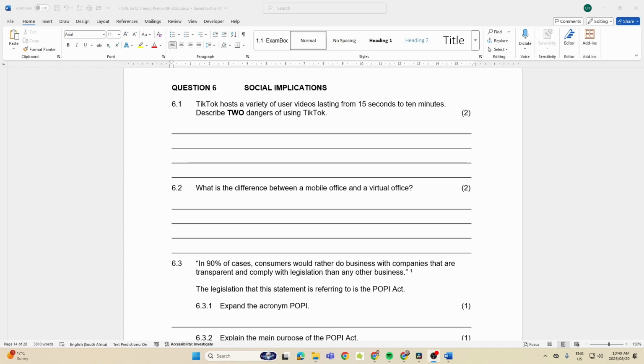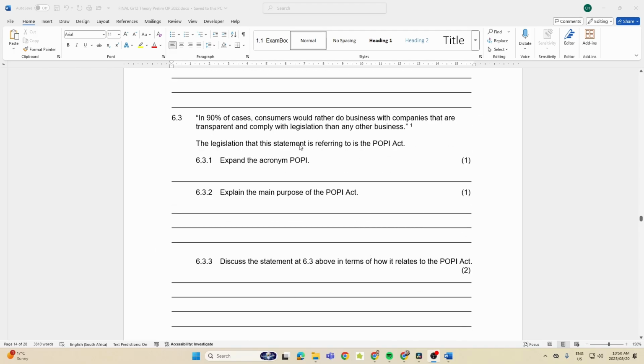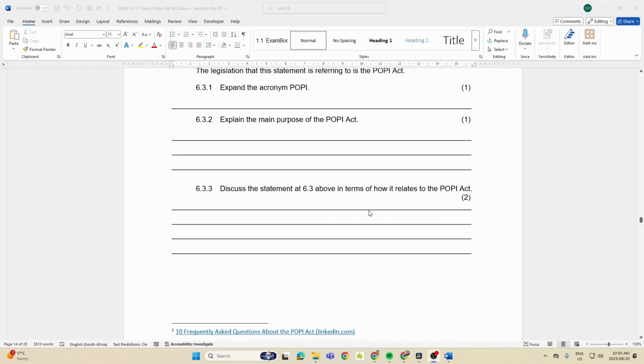So your mobile office has got to be physical and movable. Your virtual is not physical. Here, the service provider provides you with a range of business functions that can be accessed through the internet. Okay, so please just get the difference between the two. The POPI Act, that comes up as well. What does it stand for? What is its main purpose?